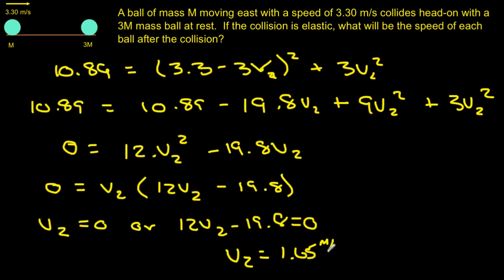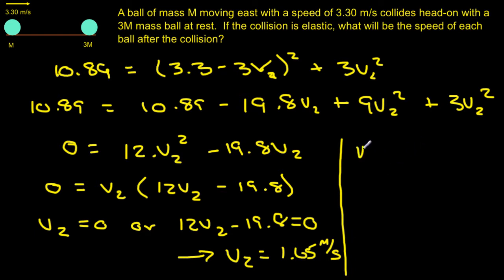meters per second. So we have to decide which one of these two answers are correct. Is it 0 or is it 1.65? Well, it was originally at 0, so it can't not move after being hit. So this has to be the correct answer. So v2 has to equal that. So now how do I find v1? And you've guessed it, we take it back and put it into our equation and solve for v1.